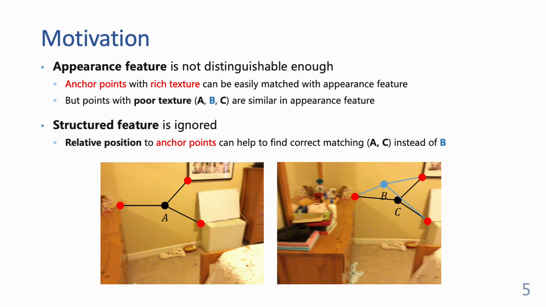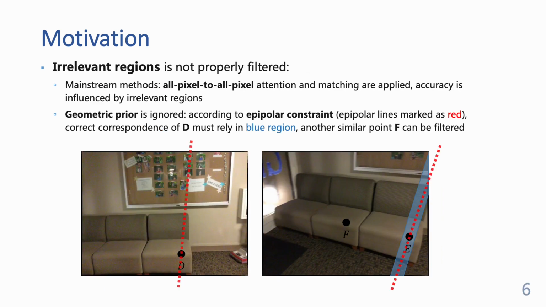We observed that structured feature is ignored by these methods. If the relative position of A, B, C to anchor points is considered, it can help to find correct matching. Another problem is irrelevant regions.